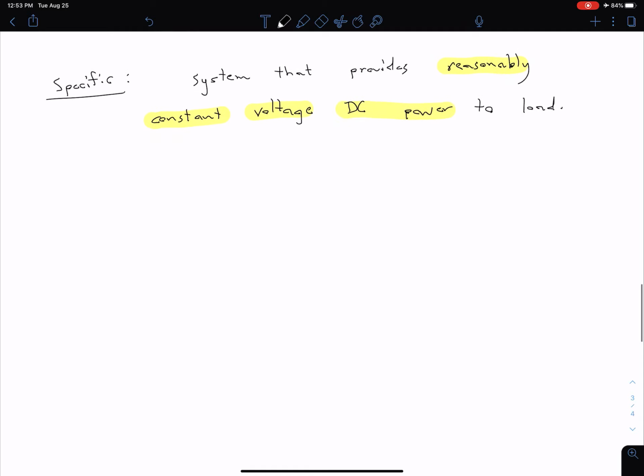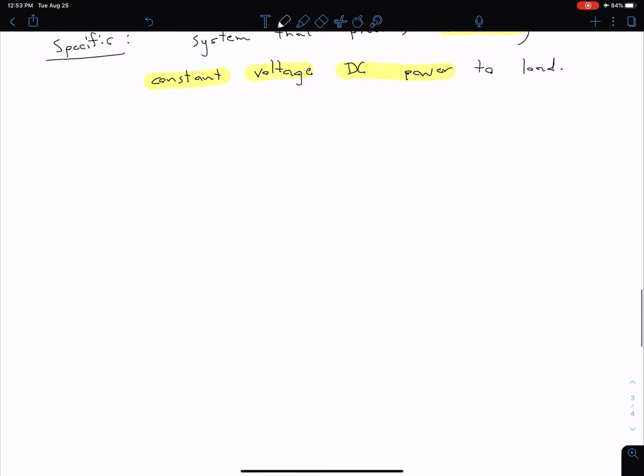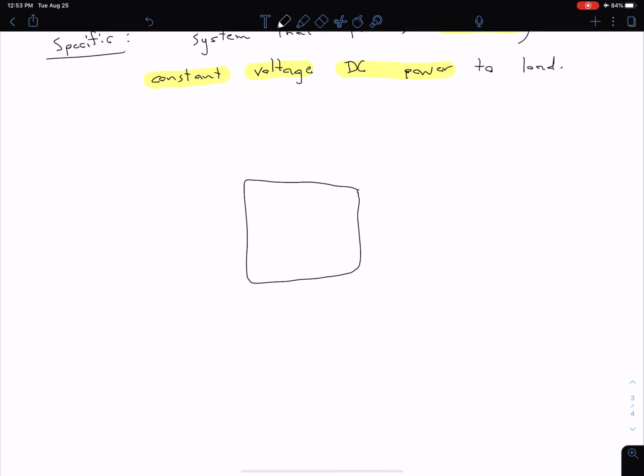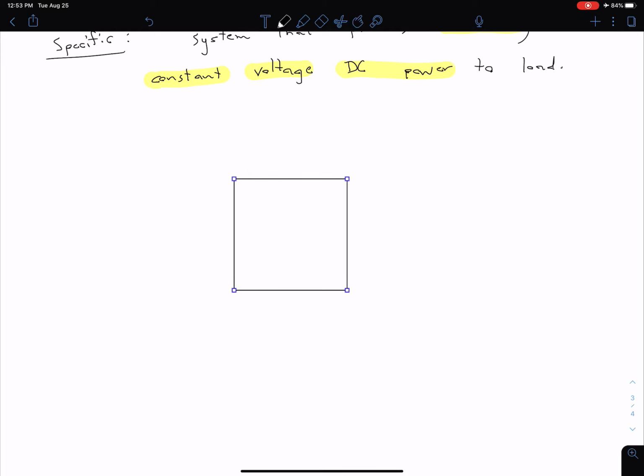In order to define some more important characteristics of our power supply, I'm going to draw a simple block diagram. We're going to have a little box here that's representing our power supply. Let's try that again. There we go. Okay, so this is going to be our power supply.